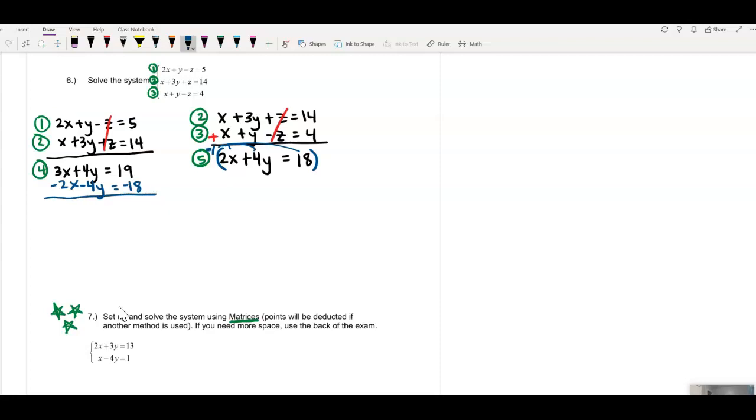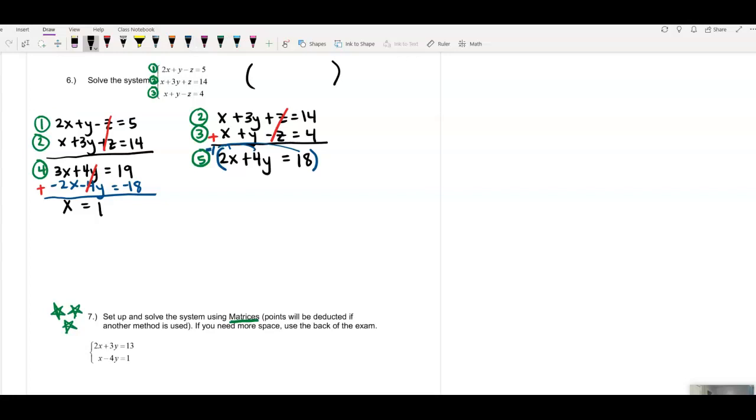So all I did was try to look and see what variable would look easiest to eliminate now. Right? And so now my y's will eliminate when I add those together. When I add the other parts together, 3x minus 2x is just a 1x, and 19 minus 18 is 1. All right, so I found part of my answer.